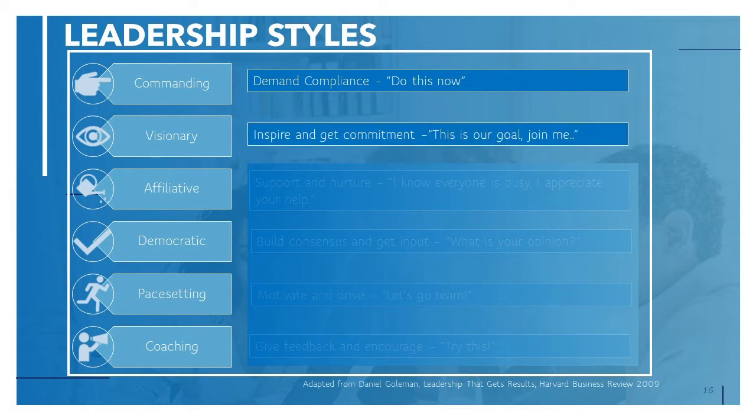Visionary. Visionary leaders inspire and get commitment. They are able to look out into the horizon and tell employees what the goal is, saying something like, "This is our goal, join me."